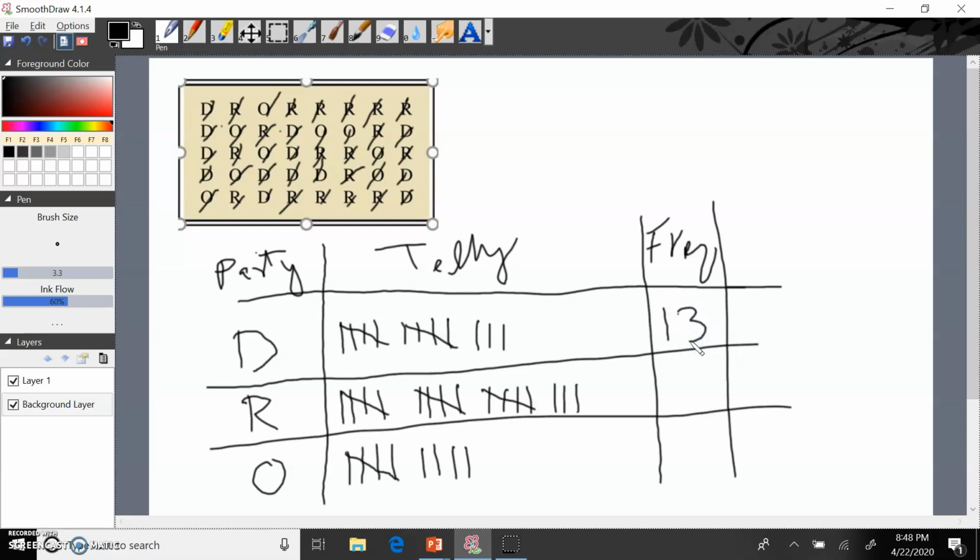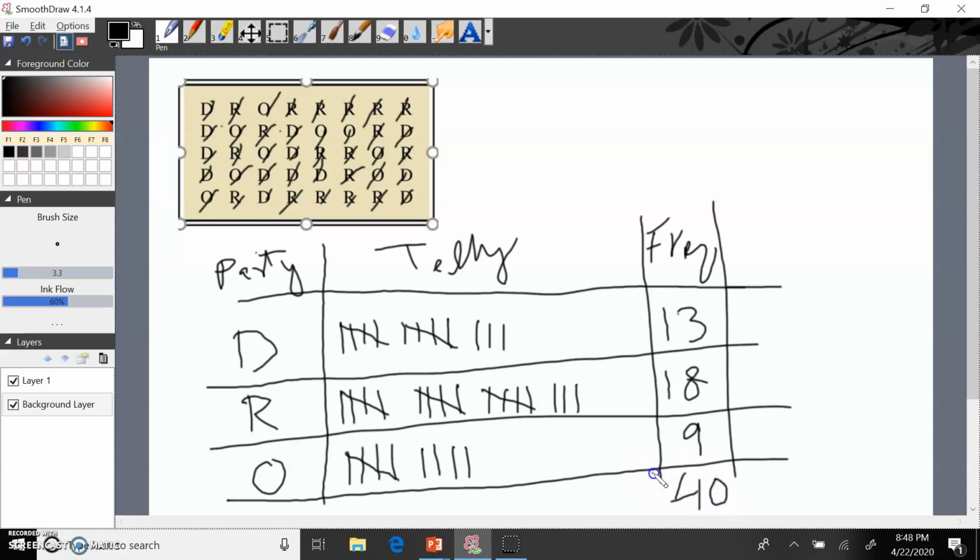Next is 5 plus 5 plus 5, 15 plus 3 is 18. And 5 plus 4 is 9. So these are all the values I have obtained, and that's how you make such a table. One important thing, if you add all these values, the answer comes out to be 40.